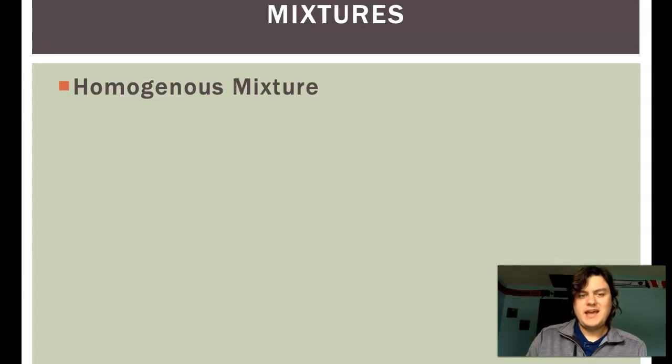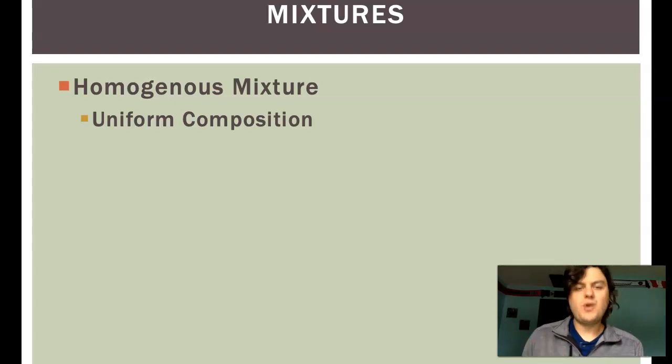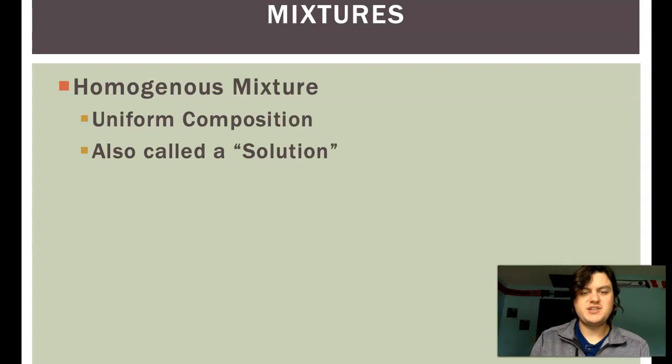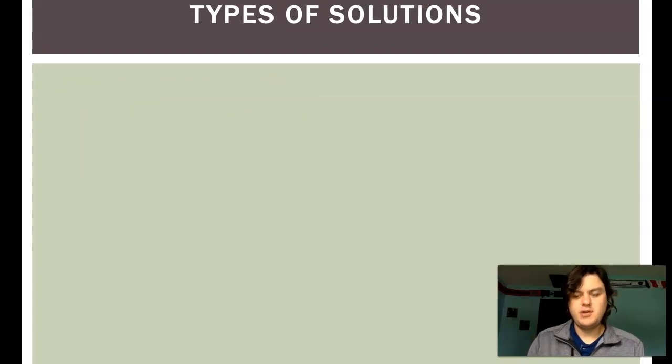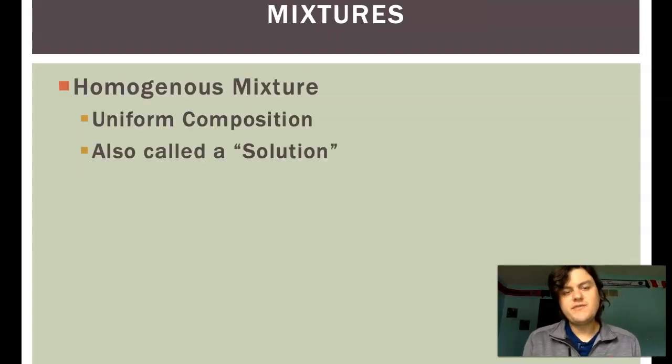Okay, a homogeneous mixture has only one phase, and that's how we define a homogeneous mixture. It has uniform composition, which means that if you take two different samples from it, they should be the same. So there's only one phase in a homogeneous mixture.